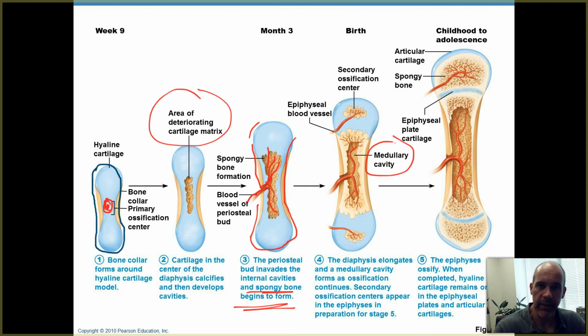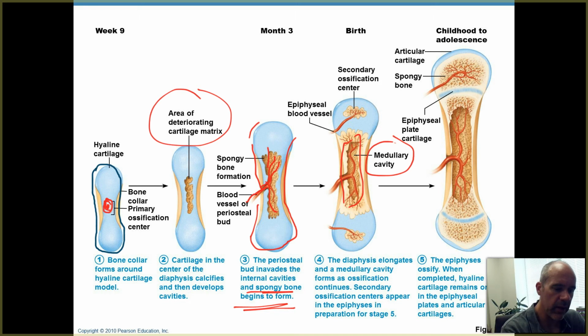Remember how when we were looking at the diagrams of your typical long bone structure earlier, you've got that medullary cavity there, and it's lined, though, with a little bit of spongy bone. So some of the spongy bone is left around the edges where the medullary cavity gets carved out.